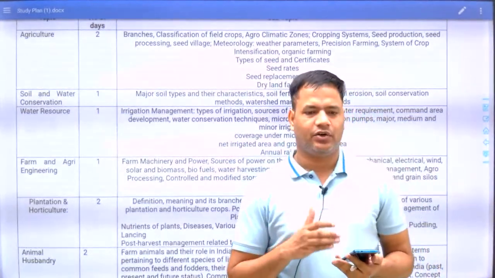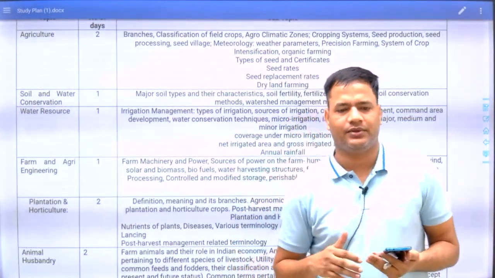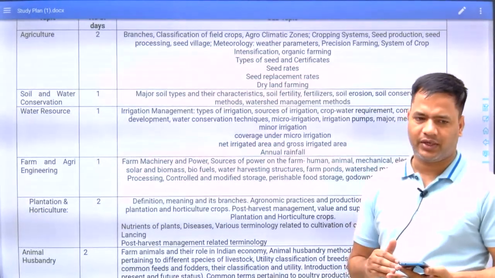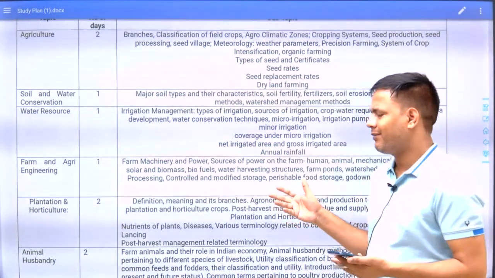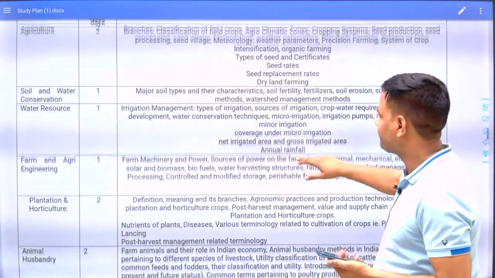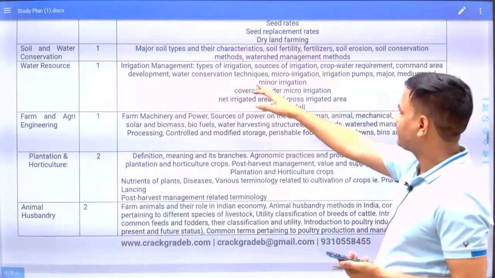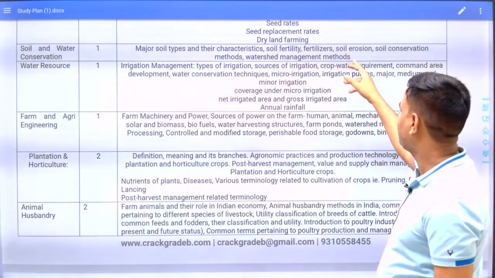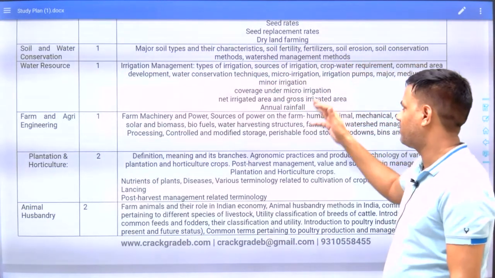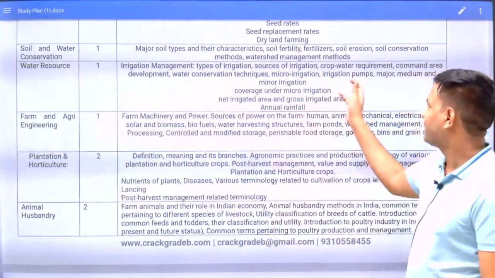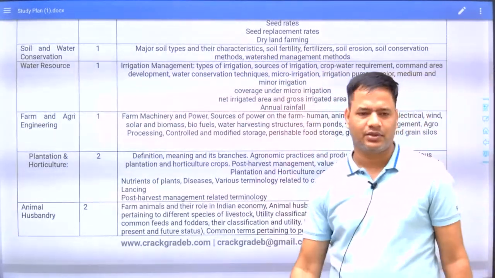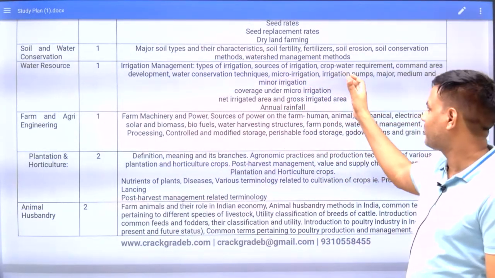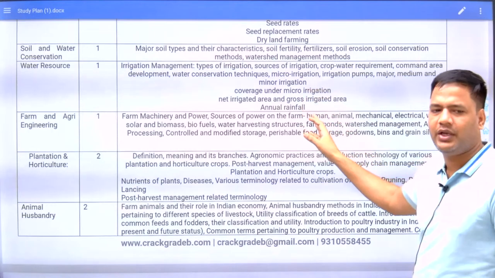And budget, economic survey, current affairs, RBI circulars, and report section. Other things you can skip, because 4 to 5 marks they will ask from the static part. Under this, soil and water conservation, major soil types, their characteristics, soil fertility, fertilizer, soil erosion, soil conservation methods, water management methods, these questions can be asked. So these are basic concepts of this chapter, these topics you have to study.